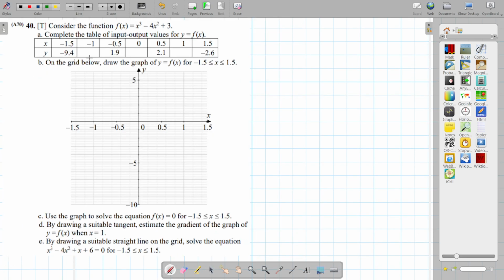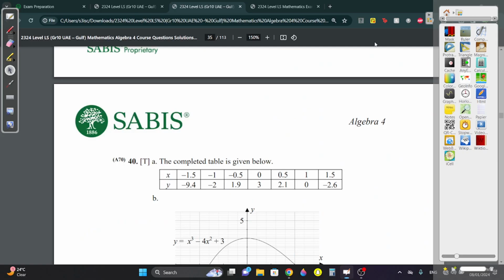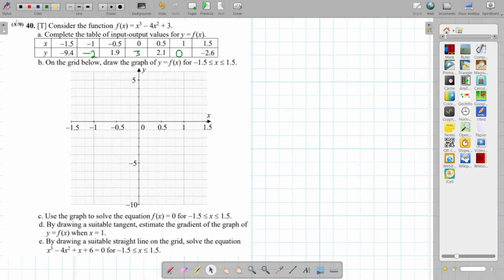Okay, now question 40. This was minus 2, this was 3, and this was 0. I think, wait, let me double check. Yeah, it is. I just got it from the answer sheet. Like I told you, just do this on the calculator. Substitute the x value on the calculator. Okay, now they're saying draw it like last time.